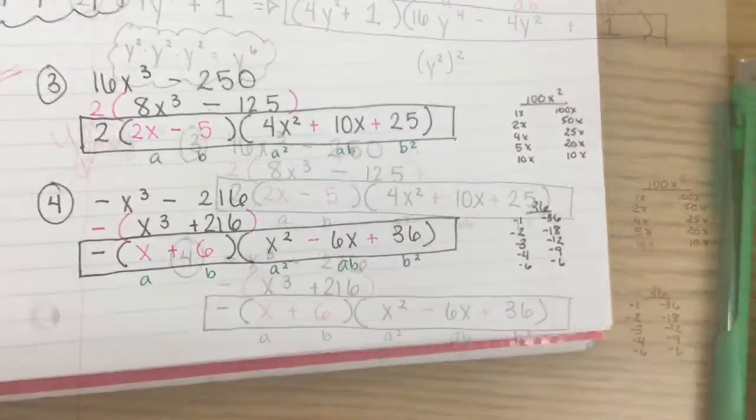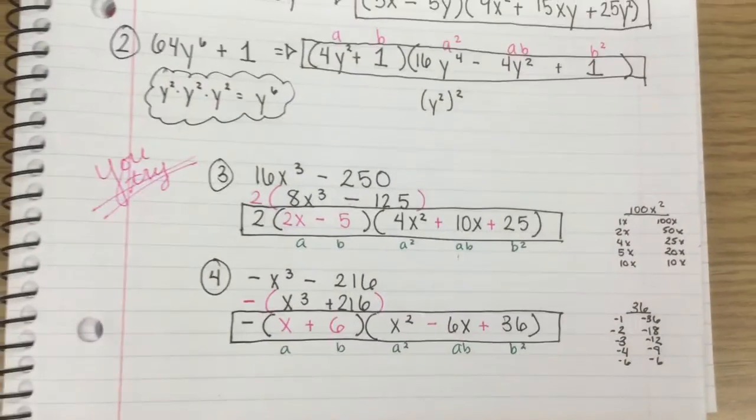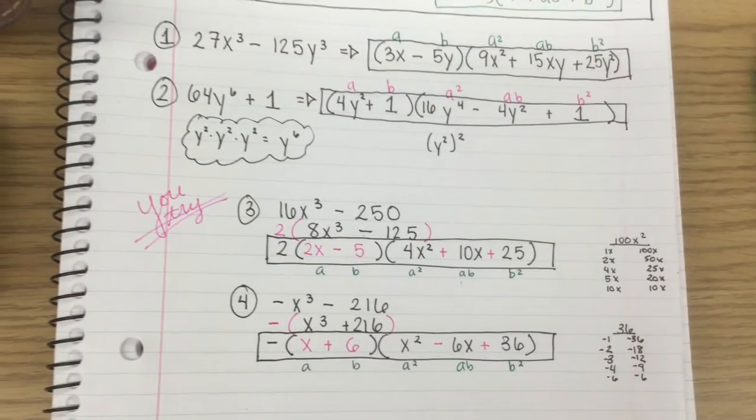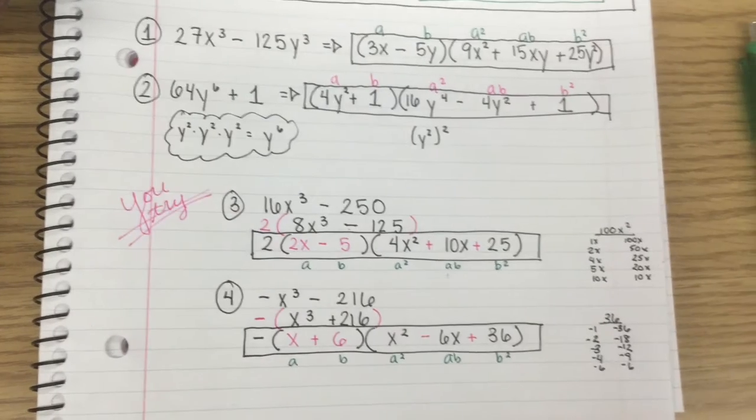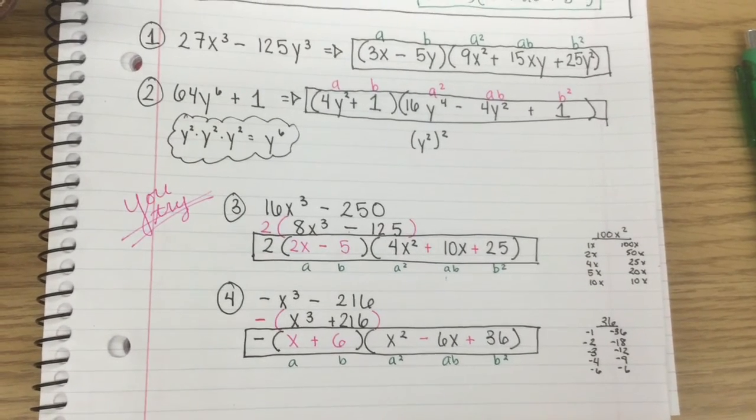All right, so you know you're done when you can't factor anymore. Remember that you can always check your answer by multiplying those factors back together, and you should end up with what you started with.